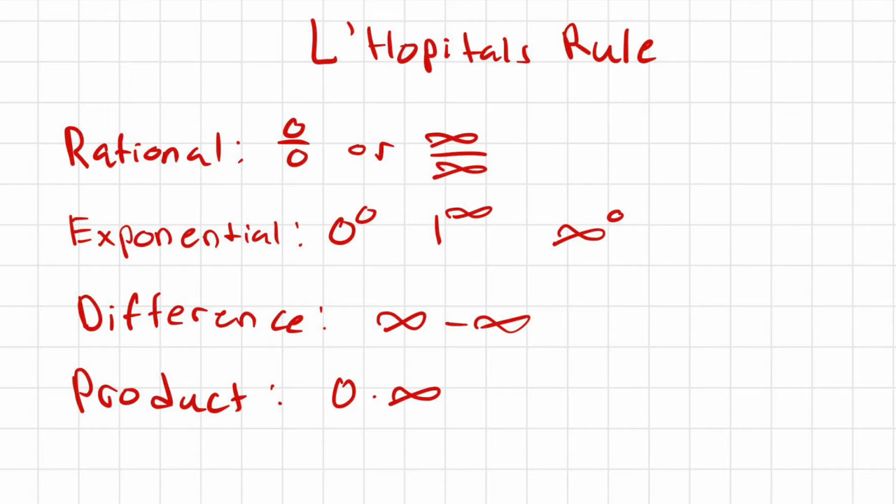L'Hopital's rule is a method for evaluating limits using derivatives. We typically apply this rule when running into an indeterminate form. An indeterminate form is a numeric expression with no clear value associated with it. There are 7 in total, but I've classified them into the following categories. The first being the rational, the second being the exponential, the third being the difference, and the fourth being the product. In this lecture, we'll be going over how to apply L'Hopital's rule for each of the following cases.